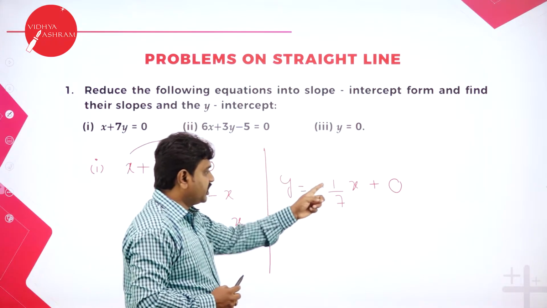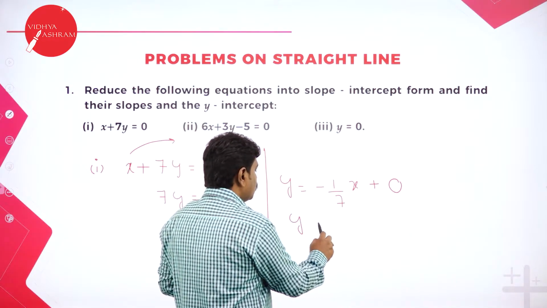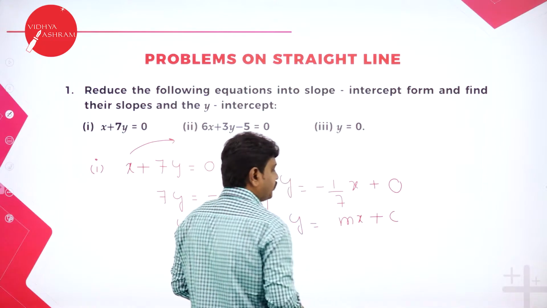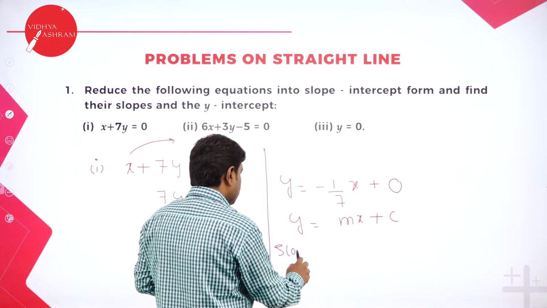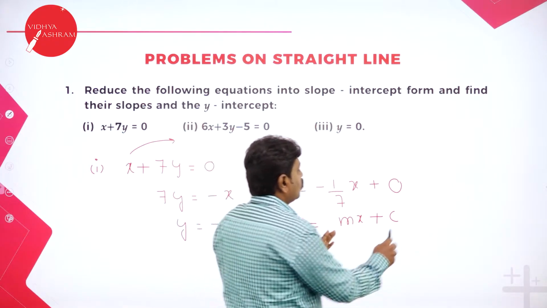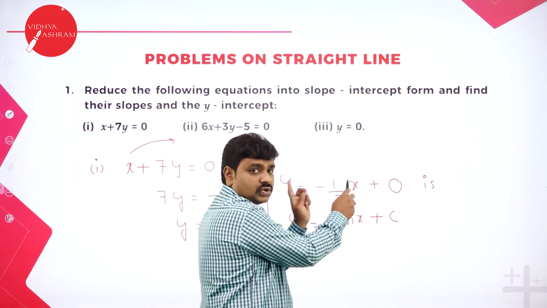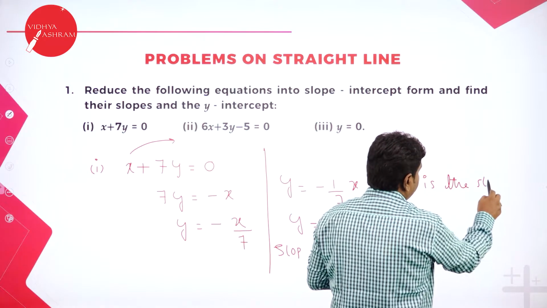So y is equal to minus 1 by 7 x plus 0. Now it is in what form? Slope-intercept form. It is in the form y is equal to mx plus c. Now compare. They want you to reduce into slope-intercept form. y is equal to minus 1 by 7 x plus 0 is the slope-intercept form.